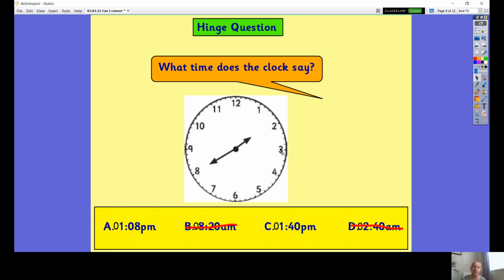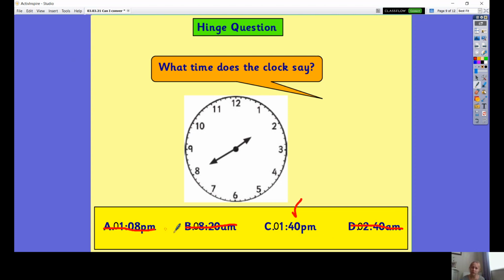So 5, 10, 15, 20, 25, 30, 35, 40. So I think it's going to be that one. I think it's going to be A. Oh, no, I don't. Mrs. Eggleshaw, wake up. I think it's going to be C, because it's 1:40, isn't it? 40 minutes past, because that hour hand has just gone past the 1, and then there's 40 minutes past. The minute hand is showing that it's gone 40 minutes past. So that is the time there. Okay, so the answer is C.